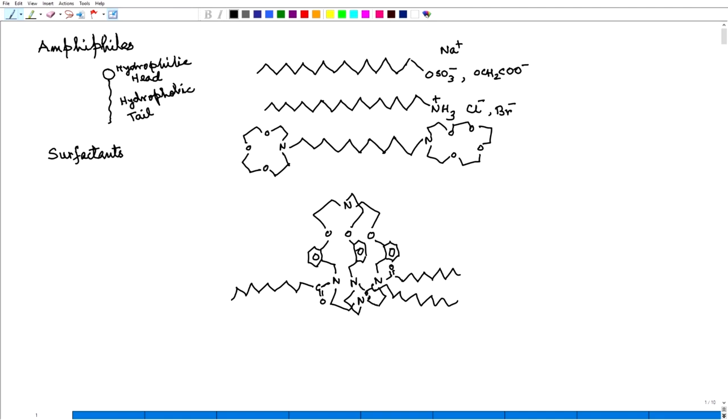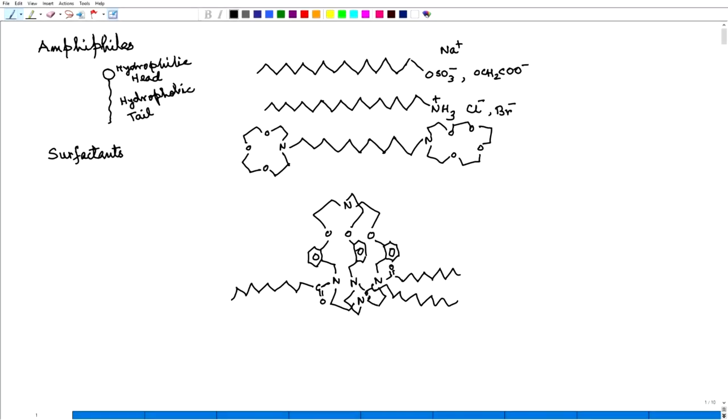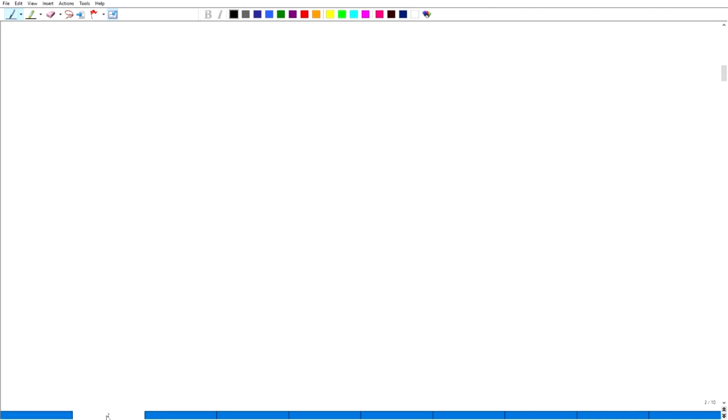You can take any macrocycle, so this is a macrocycle, you can take calixarenes, and make amphiphiles. You can take any of those synthons that we discussed in the beginning and make amphiphilic molecules out of those. So these are one kind of amphiphilic molecules. Now I will tell you about something we call Bola amphiphiles.